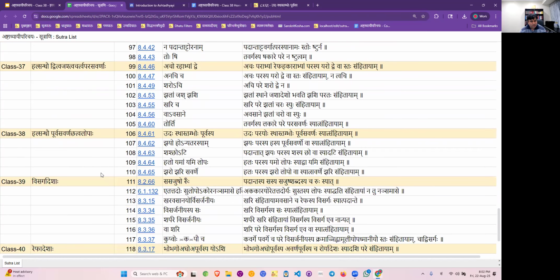Now only three fundamental concepts are remaining. Purvasavarnaha, so there are these two sutras for Purvasavarnaha. Chhatvam, there is this one sutram Shashchoti for Chhatvam. And then Lopaha, there are these two sutras, Halo Yamam Yami Lopaha and Jharo jhari savarne for Lopa. So with these three concepts, we have reached almost the end of Ashtadhyayi, not sequentially, directly we are jumping to the end, but we have completed the discussion of Hal Sandhi with all these sutras.